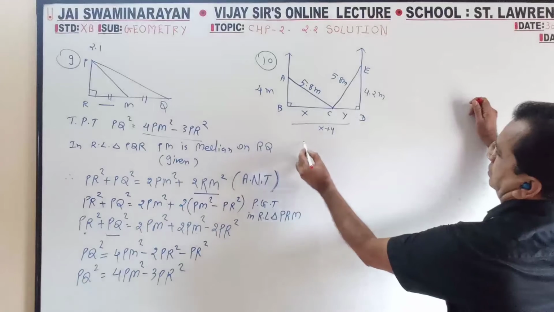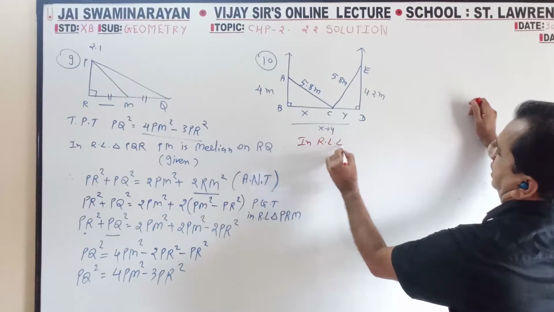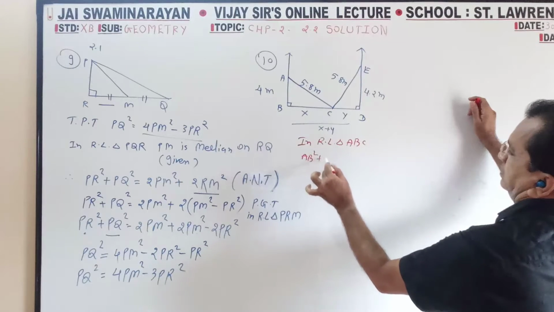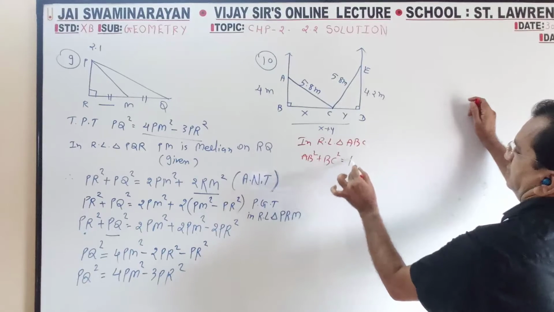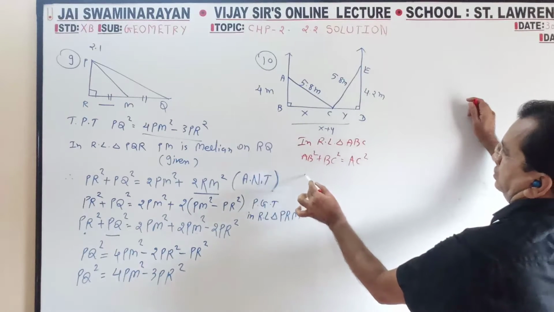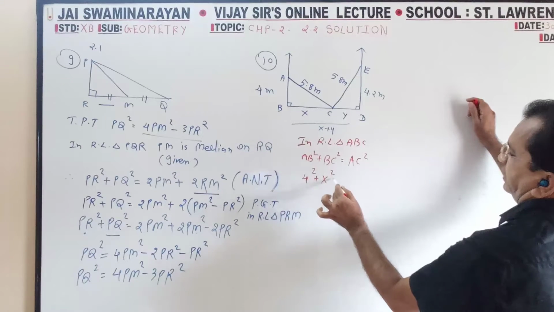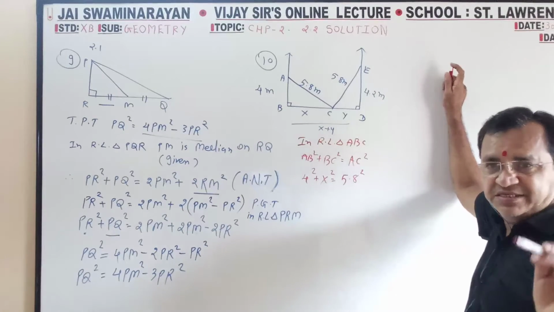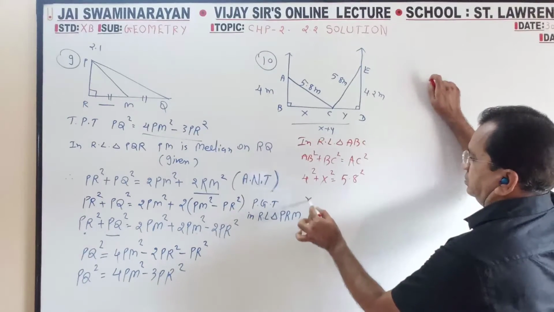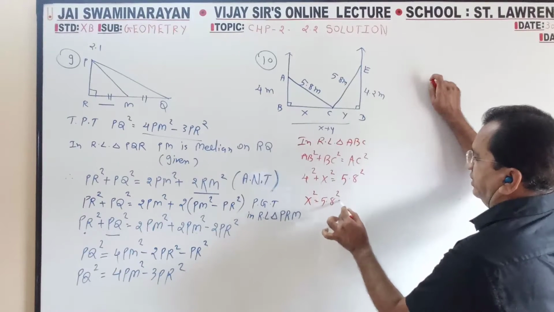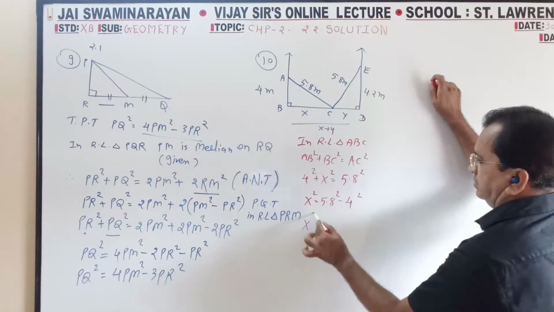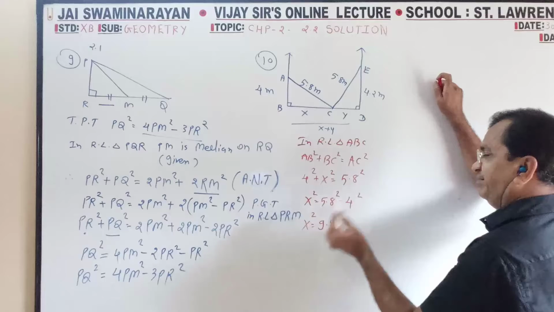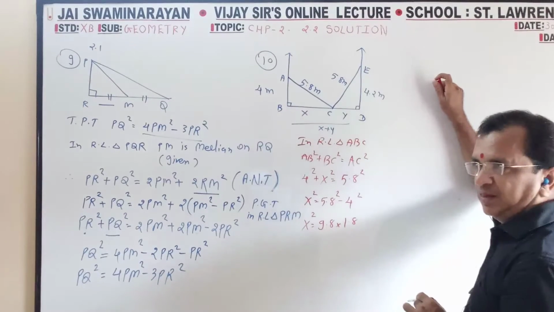So in right angle triangle ABC, AB square plus BC square is equal to AC square. So 4 square plus x square equals 5.8 square. Whenever hypotenuse is given, don't do the square. So x square is equal to 5.8 square minus 4 square. One time plus, one time minus. Correct?